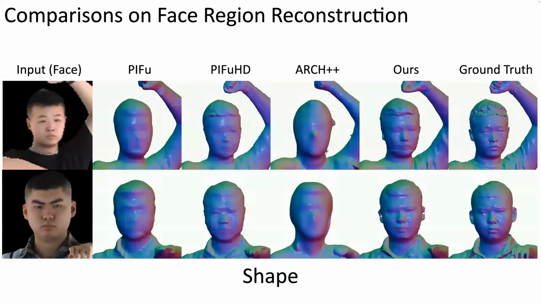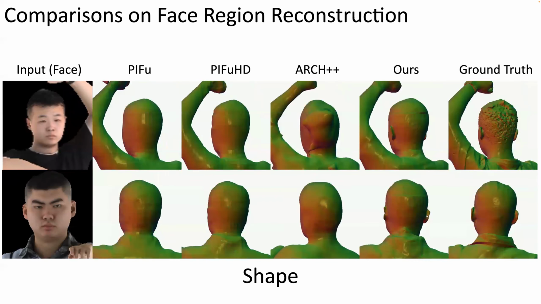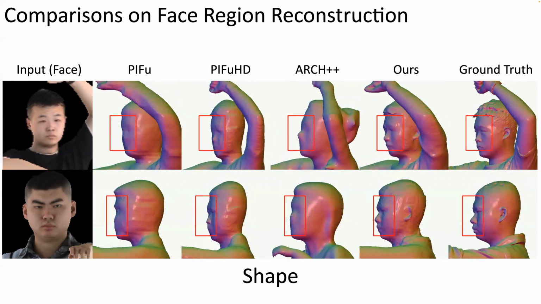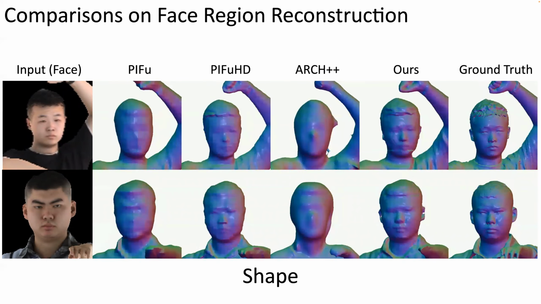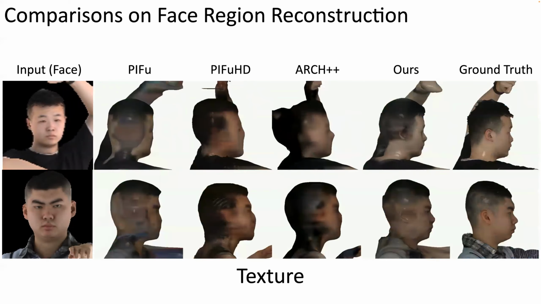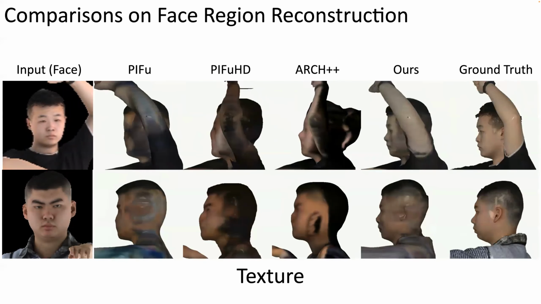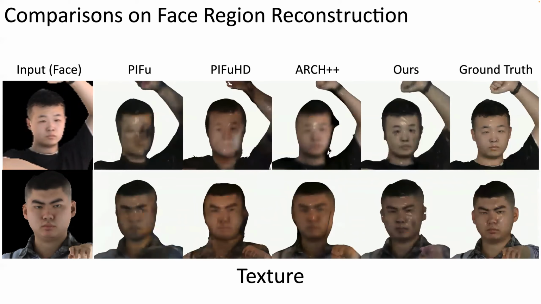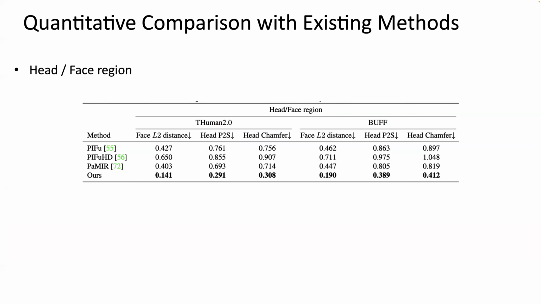Let's enjoy some animated experimental results. Through this animation, our method JIFF achieves better face details, which are best aligned with the ground truth model. Our method is the only method successfully reconstructing the ears. By using the texture information from 3DMM, our method improves the face texture to a higher level. We quantitatively compare our method with existing SOTA methods on the face region. Our method is the best among the compared SOTA methods.